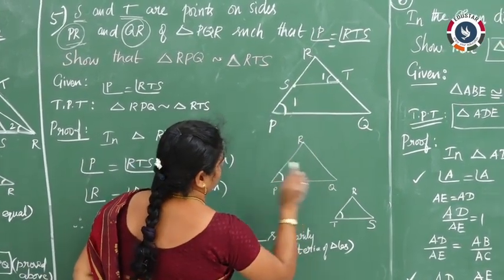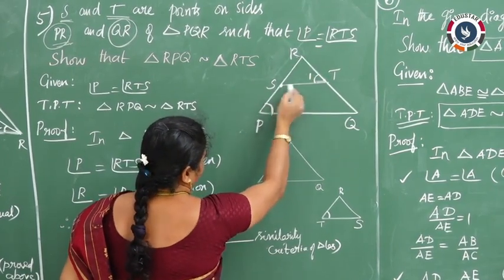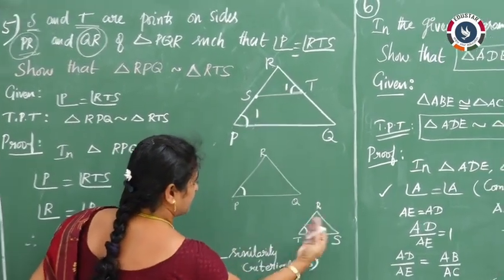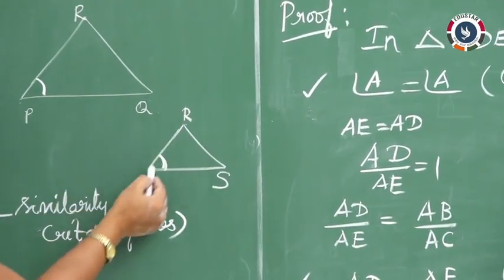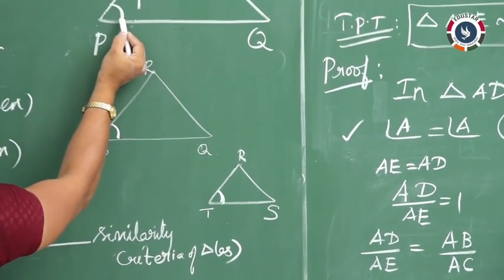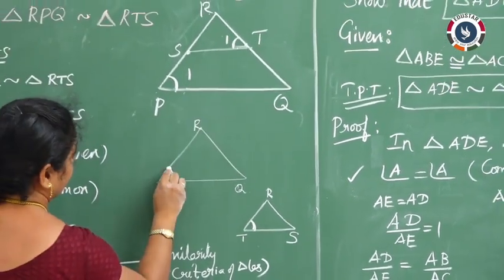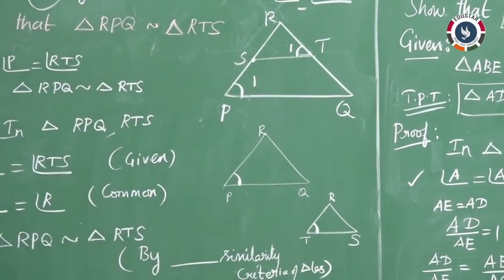RPQ. In that, another one RTS. Actually, T is located that side. I just drew it here to understand better. So RTS. Now we are going to compare those two triangles. As they have given, angle 1 is equal to angle 1. It is exactly this angle is equal to this angle. Can you all understand up to this?